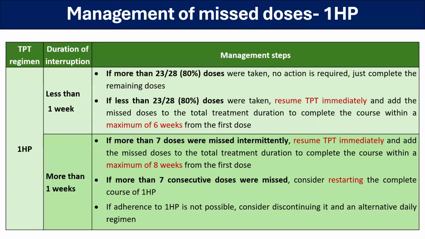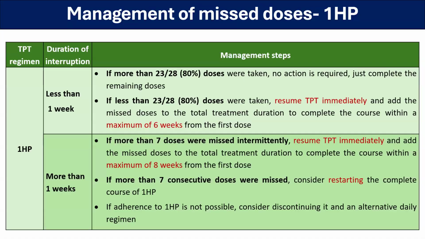So how do we manage the missed doses? If the regimen is 1HP and the duration of the interruption is less than a week: if more than 23 of 28 doses, 80%, were taken, no action is required, just complete the remaining doses. But they have to complete the remaining doses as per the table shown in the earlier slide. If less than 23 of 28 doses were taken, resume TPT immediately and add the missed doses to the total treatment to complete the course within a maximum of 6 weeks from the first dose, right?